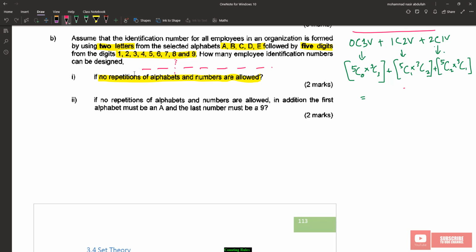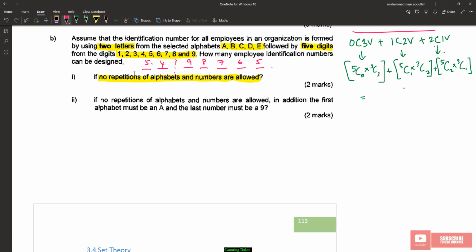For alphabet, we have no repetition is allowed. So 1, 2, 3, 4, 5. The first one have 5. The second one we have 4. And this one, the first one we have 9, 8, 7, 6, and 5. So you need to multiply lah, using a theorem number 2. Alright.